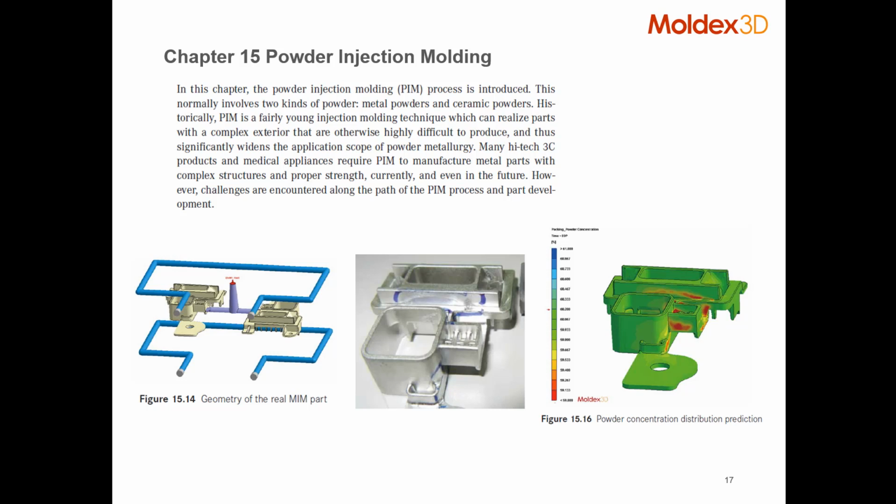In this chapter, the powder injection molding, PIM, is introduced. PIM is a fairly young injection technique which can realize parts with complex exterior that are otherwise highly difficult to produce, and thus significantly widens the application scope of powder metallurgy. The highlight of this chapter is about the process principle, the advantages and challenges, and theory models. Next, in the section of practical applications, there are elaborate texts on how to resolve the black line issue in PIM with CAE software.